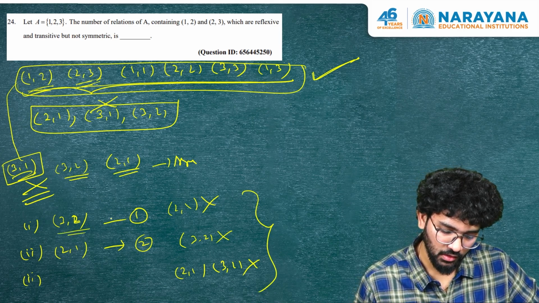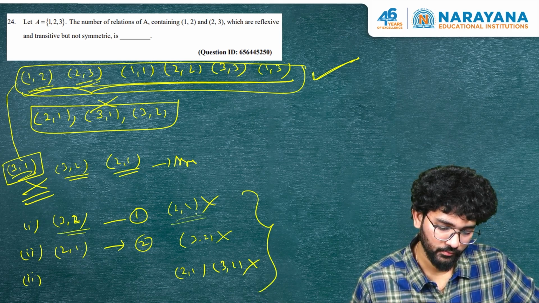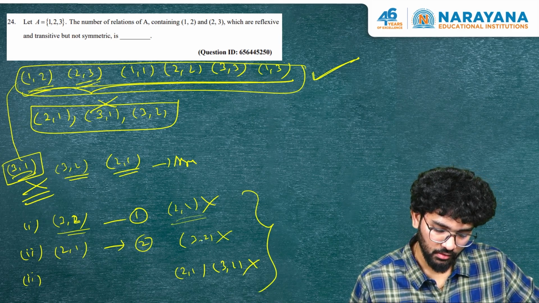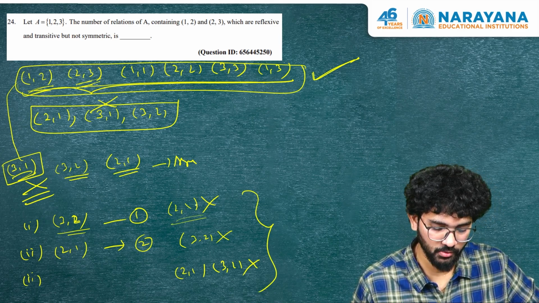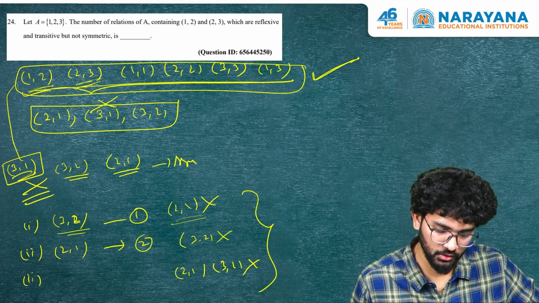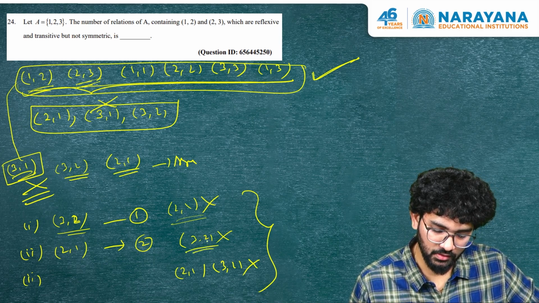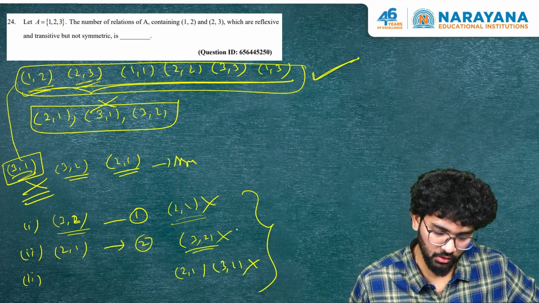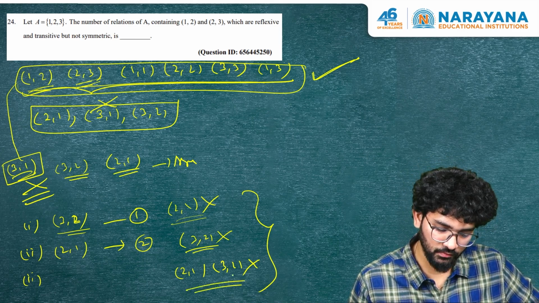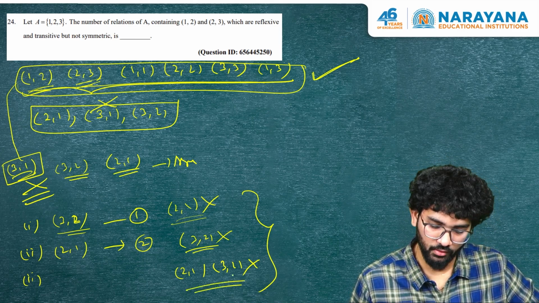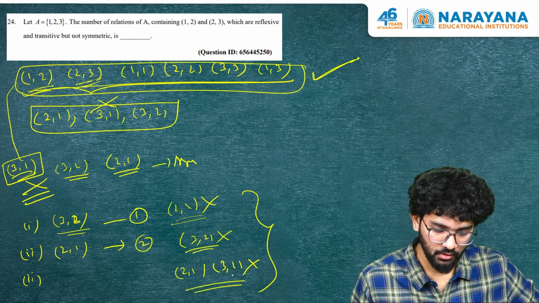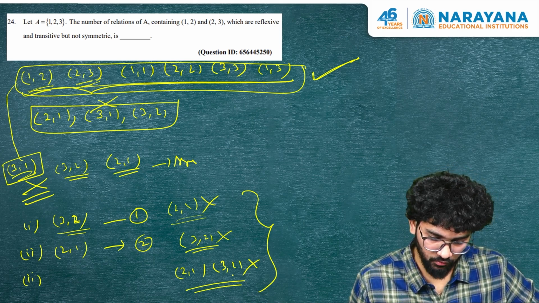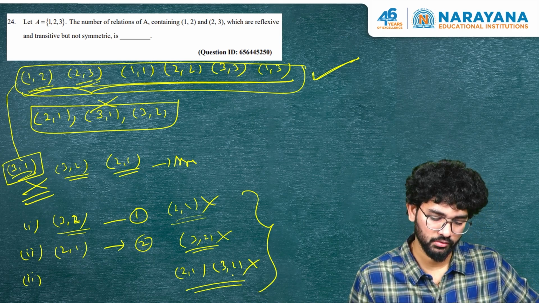In the first case we are not including (2,1) because it should not be symmetric. Because (2,1) is not there, it is not symmetric, but it is satisfying the conditions of reflexive and transitive. In the second case we are not including (3,2), which is satisfying the conditions of reflexive, transitive but not symmetric. And in the third case we are removing both, then it is satisfying the conditions reflexive, transitive but not symmetric.